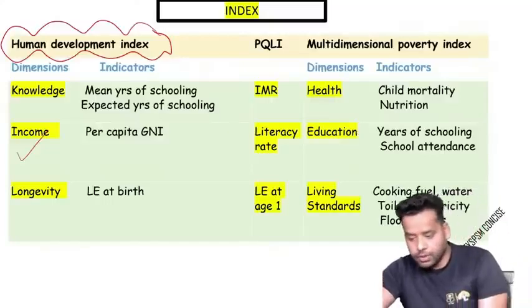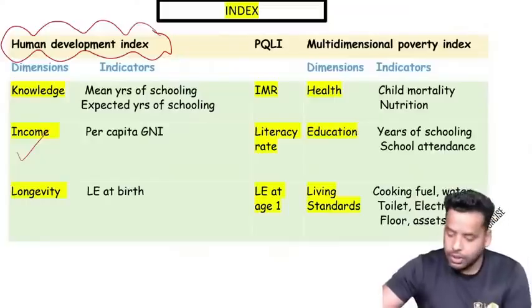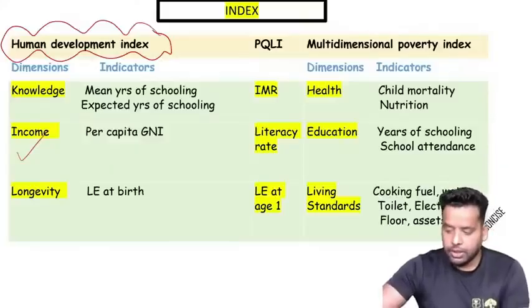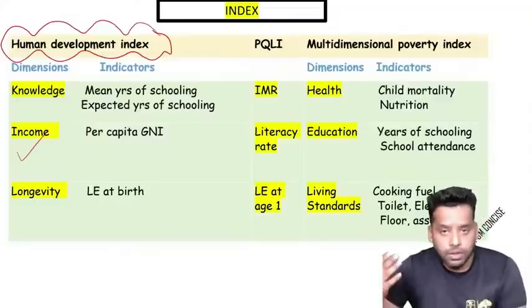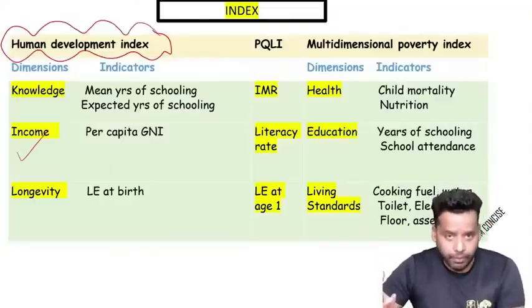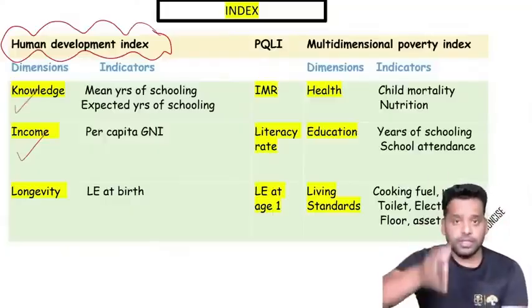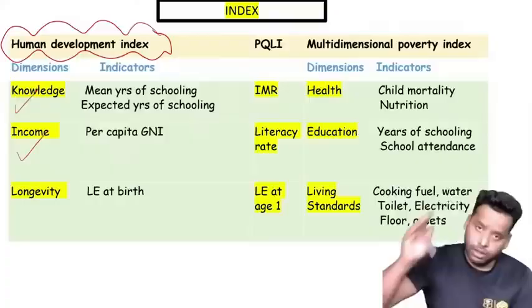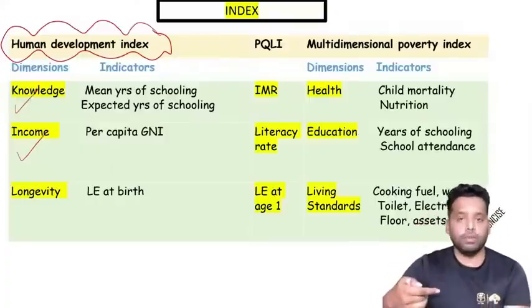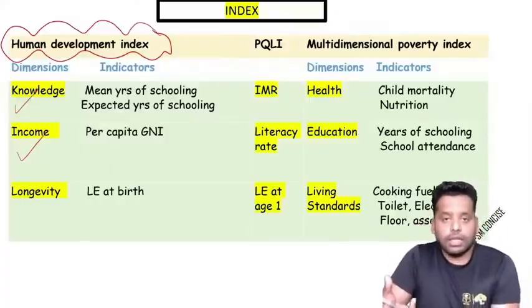Next question. True statement. What are the dimensions? What is a mnemonic? Knowledge, income, and longevity. This is how life goes. First we have to know something. If I have knowledge, then they will give a job. I will start earning something. See, without knowledge also you can earn, but my question is like this. It is a sequence. It is how life will go. Knowledge, then comes income. You will get a job, you will start earning.